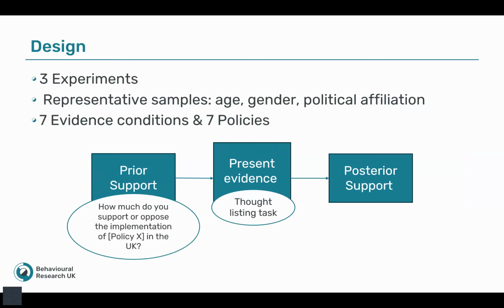All the experiments had high-powered samples that were representative of UK voting age across age, gender, and political affiliation. And we had seven different evidence conditions and policies, which I'll outline in a second. But the core feature of the design of these experiments, to simplify it down, is that we measured people's prior support for a policy, asking how much they supported or opposed the implementation of a specific policy in the UK. We then presented them a piece of evidence about that policy's effectiveness or ineffectiveness, and we did a thought listing task, provided them an open box where they could list any thought that came to mind about the policy or the information they were reading, and then we re-asked them to list their policy support for that policy. Next slide, please.